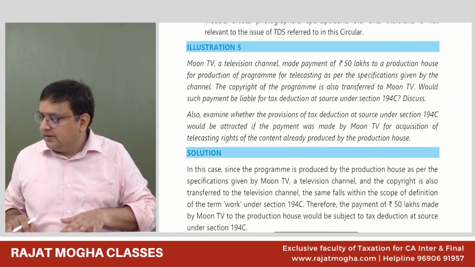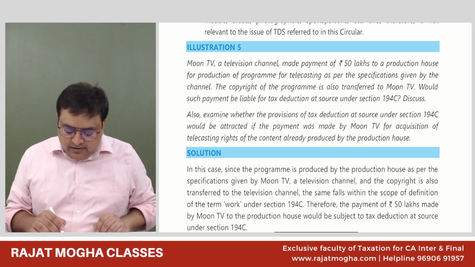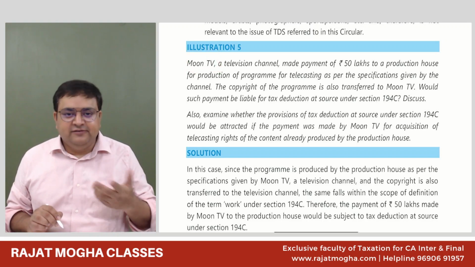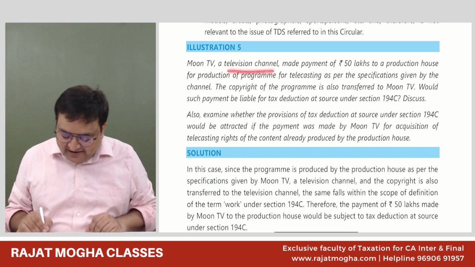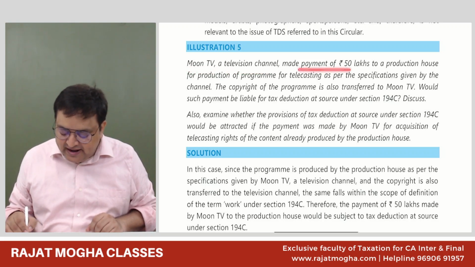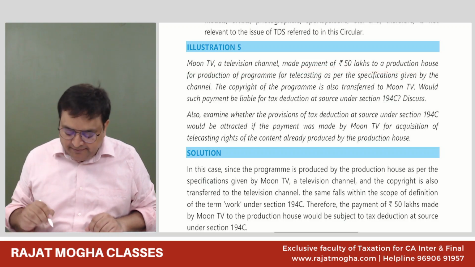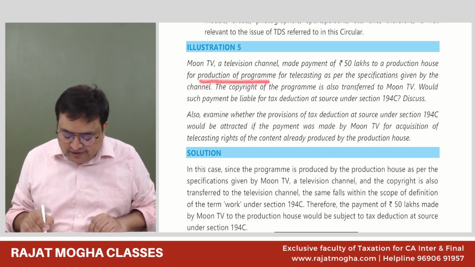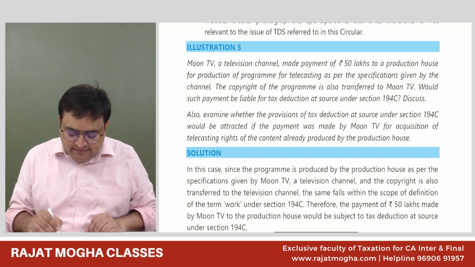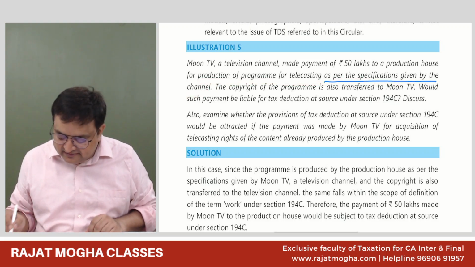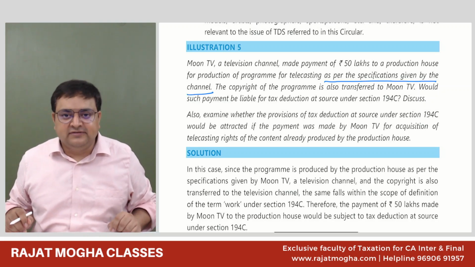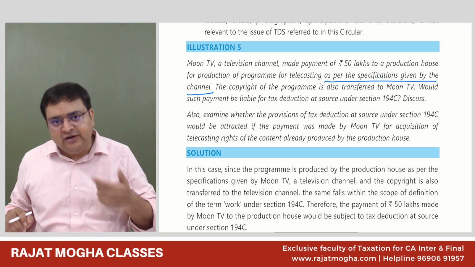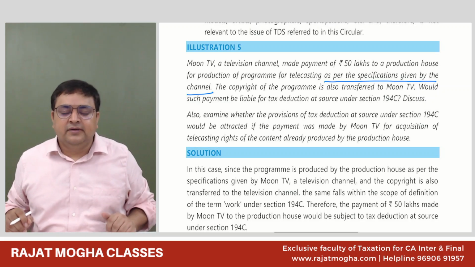Now, Moon TV. In my case it was Sun TV, so now it is Moon TV. Moon TV, a television channel, made a payment of 50 lakh to a production house. Why have they made the payment? For production of a program for telecasting as per the specifications given by the channel. Please tell me, as per the specifications given by the channel, they will be producing the series. 194C will not be there, or it will be there? It will be there.